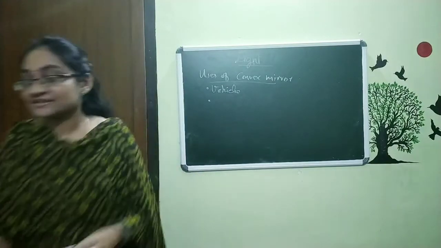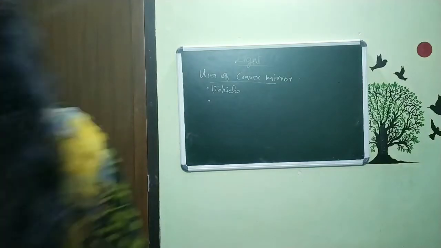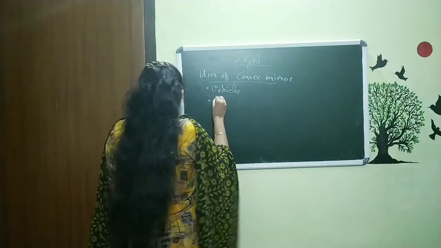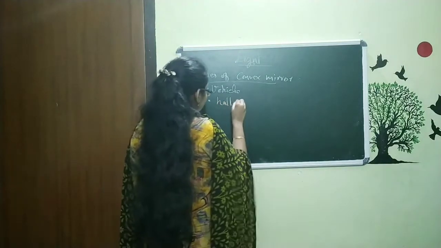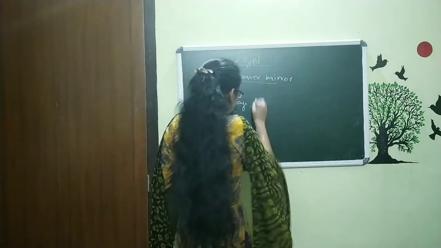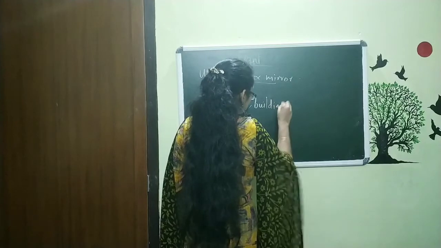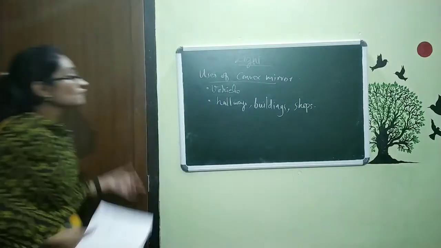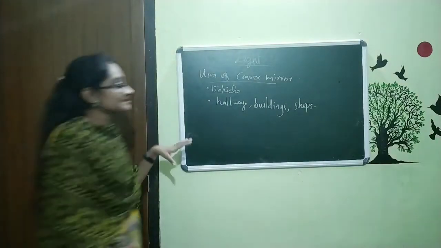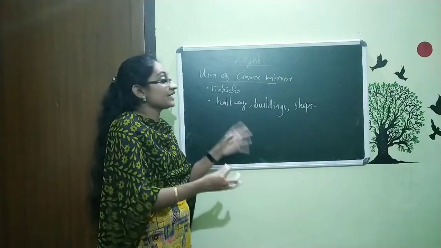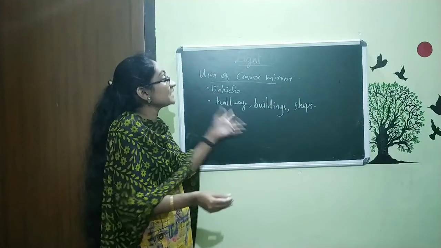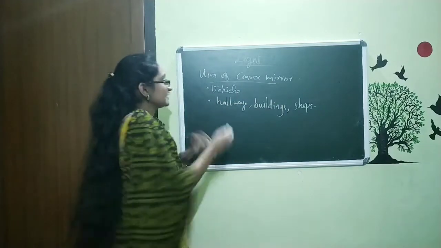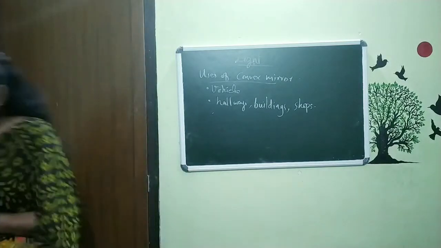So we can use this in hallways, buildings and shops. The aim is this: the security guard and others can see a wide region or wide area in a small mirror. That's the aim. We are placing this convex mirror in such halls, buildings, shops. So that's one of the uses for this convex mirror. And one more use is this.